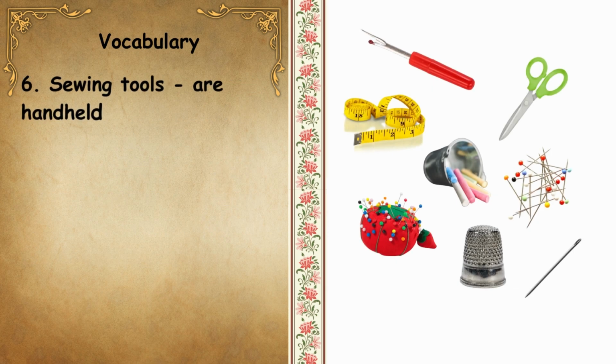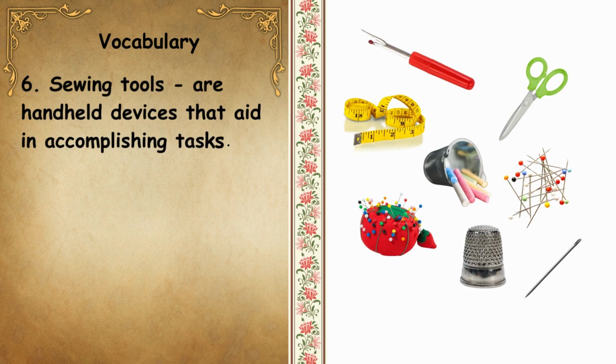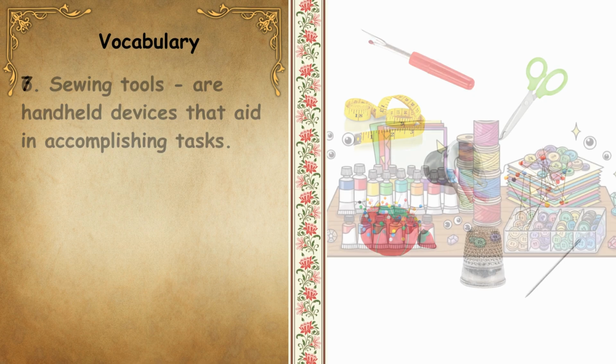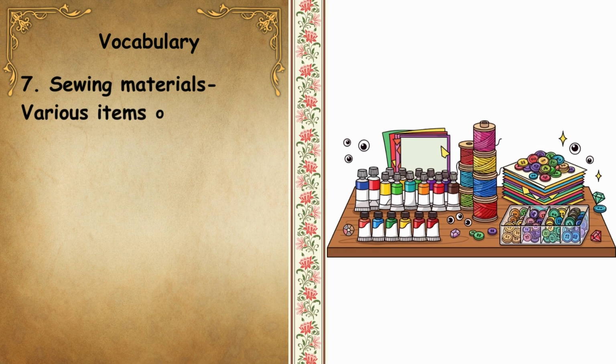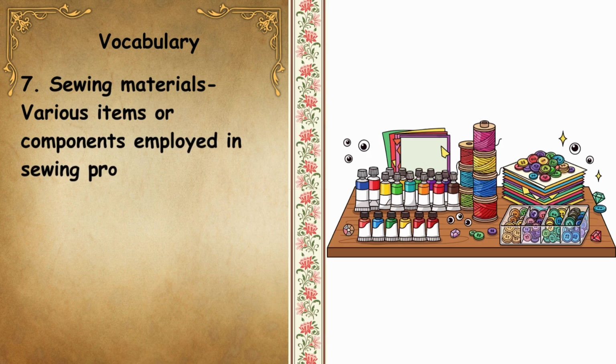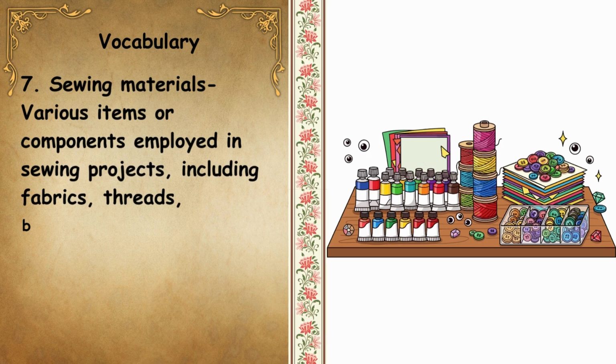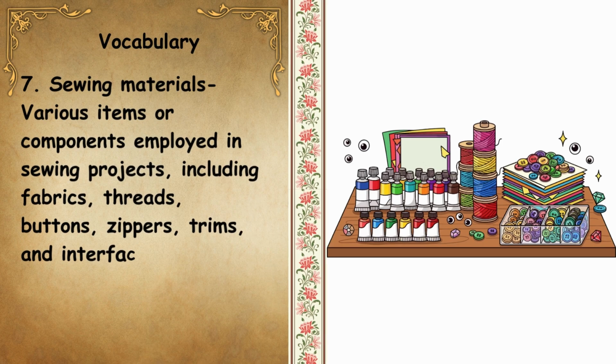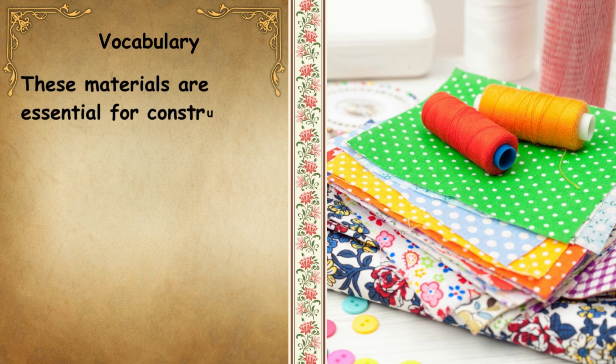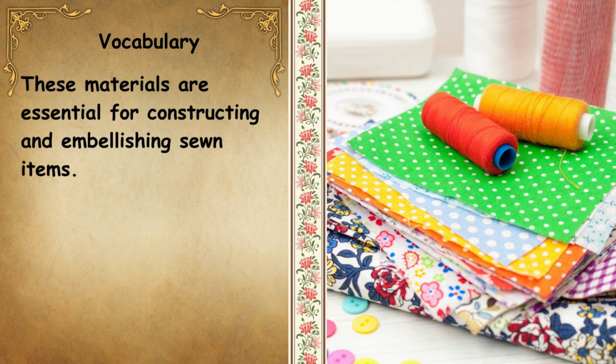6. Sewing tools. These are handheld devices that aid in accomplishing tasks. 7. Sewing materials. These are various items or components employed in sewing projects, including fabrics, threads, buttons, zippers, trims, and interfacings. These materials are essential for constructing and embellishing sewn items.